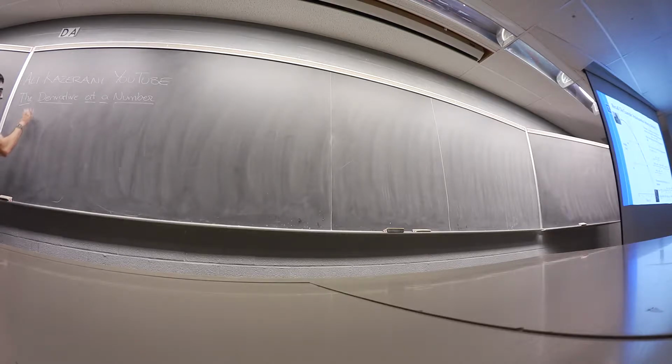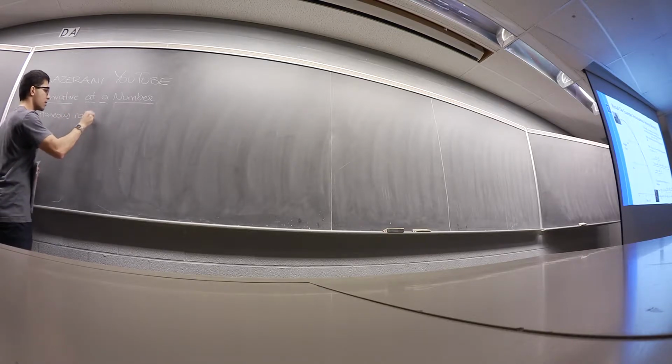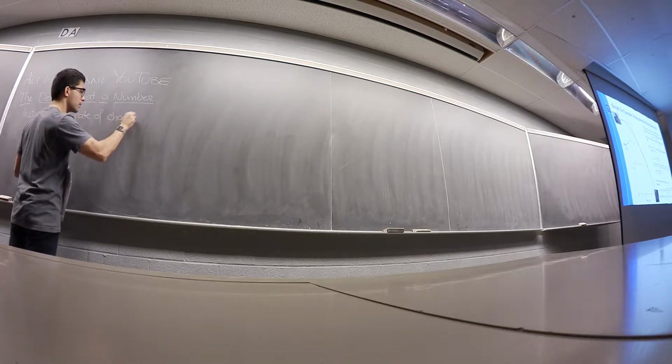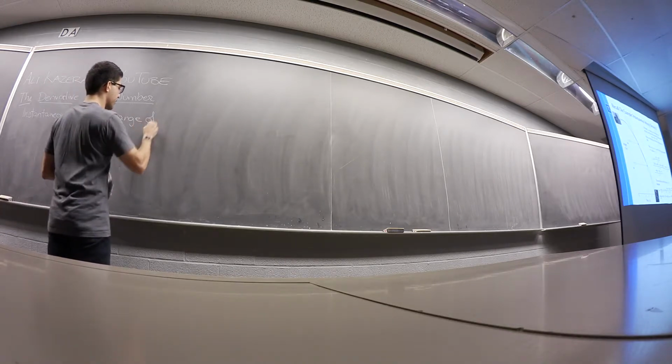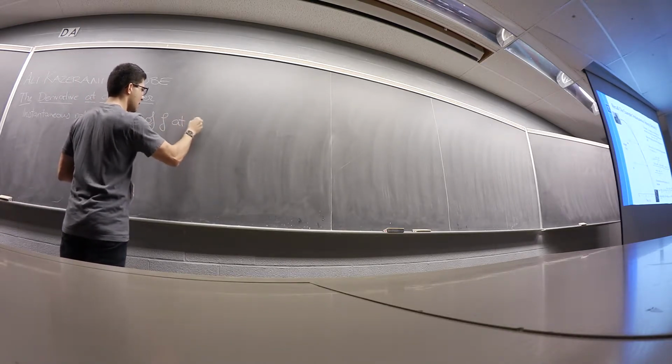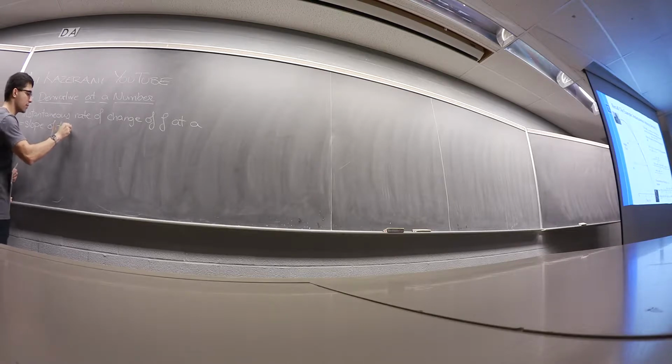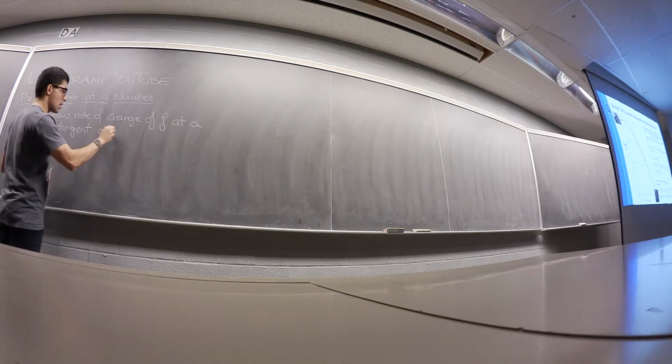Okay, the instantaneous rate of change of a function f at a number a is equal to the slope of the tangent to the graph of f at x equals a. Okay, just like what we did before, just more general. Instead of saying position now, I'm saying f. Okay?